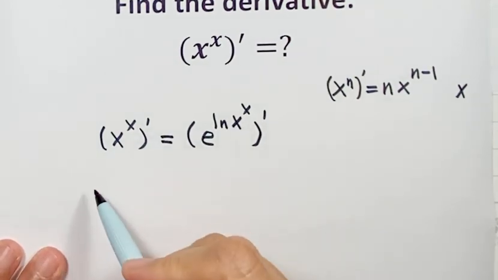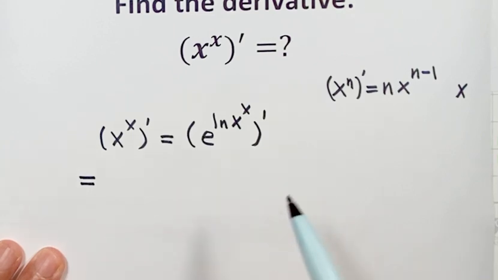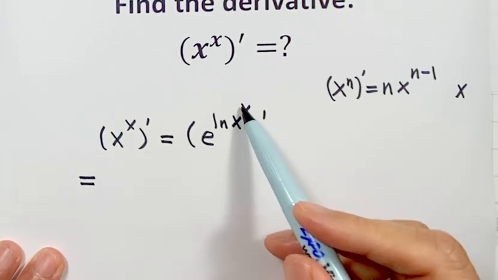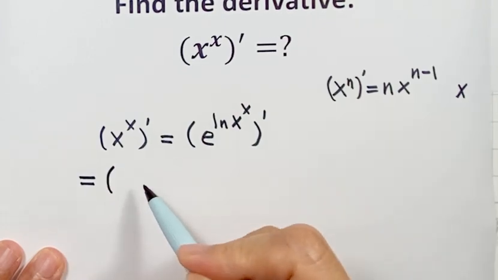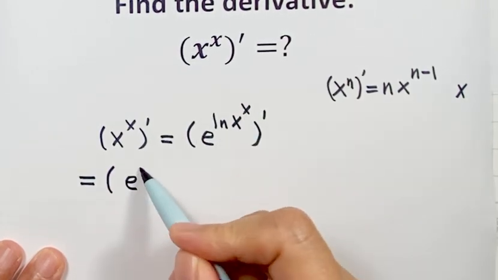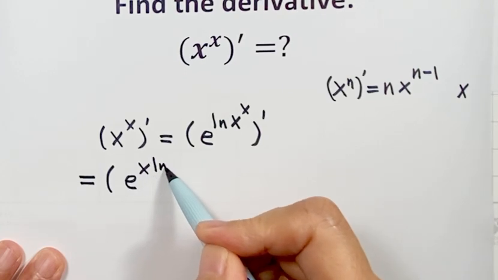So then we just continue here, because based on the logarithmic rule, the power can move to the front. Okay, so move to the front. So then we can do it this way: e to the power x times natural log x.